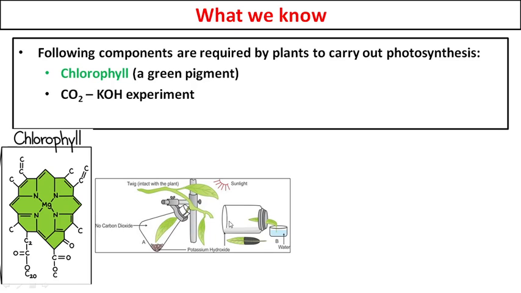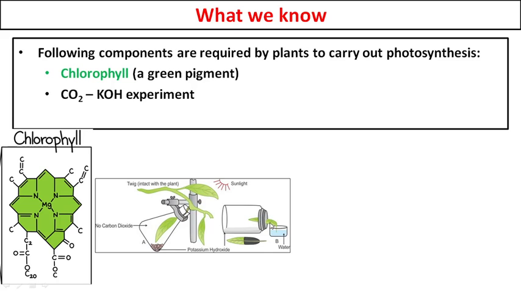The same thing is done here. As you can see, you can take a leaf, break it, and put it in water so that it does not dry. Half of the leaf you can keep inside, half will be outside. In the jar, you fill it with potassium hydroxide. Again, the same thing. It will absorb all the carbon dioxide from the jar.